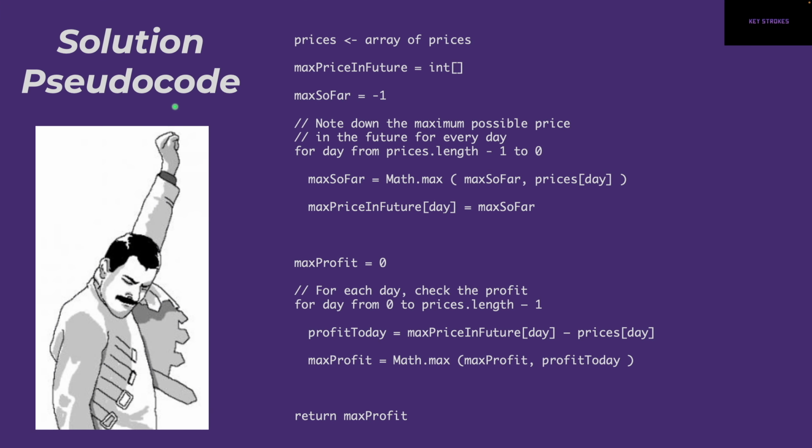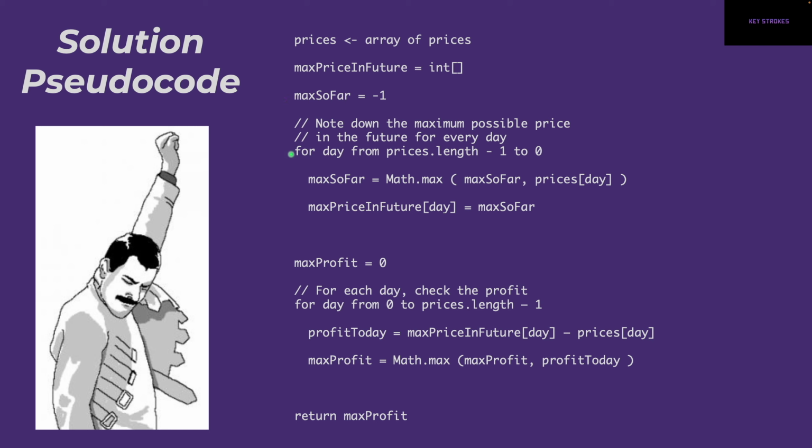Okay, so here's the pseudocode for the solution. We start with the input here, which gives you the price of the stock for each day. And then we create a new array, max price in future. This array will basically track, for a given day, what's the maximum price that we'll see in the future. And to populate this max price in future, we'll do a for loop, and we'll use this variable called max so far, and we can initialize it to a negative value to start with.